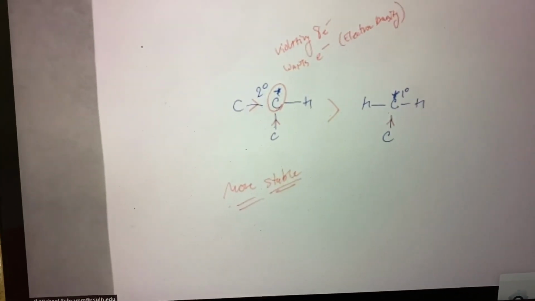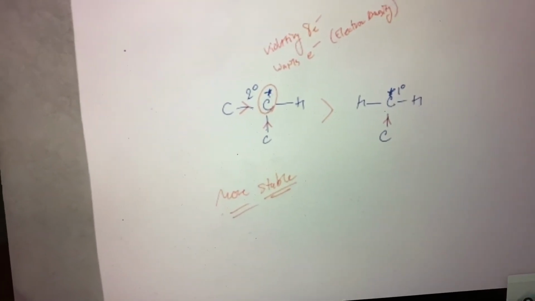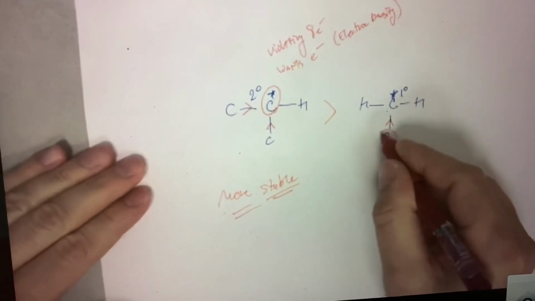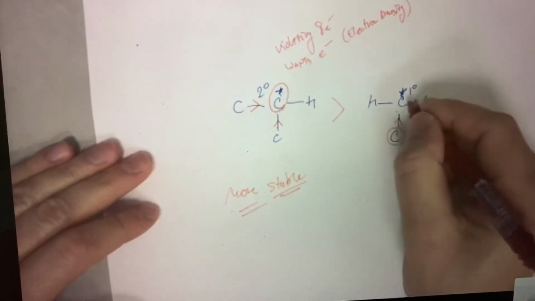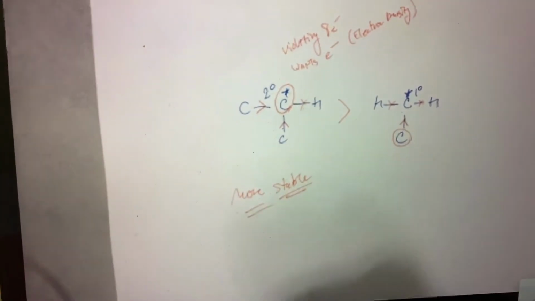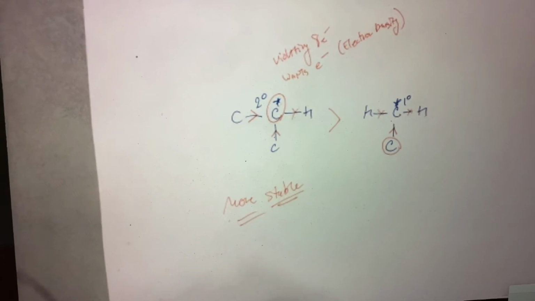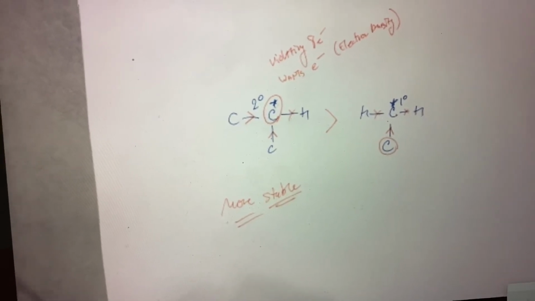But a primary radical only has one of these stabilizing events. This alkyl group has the ability to donate a little bit of electron density. Hydrogen doesn't. Hydrogen doesn't have any extra electrons to carry out this phenomenon, but carbon does. And so these radicals have different levels of stability based on different degrees of substitution.